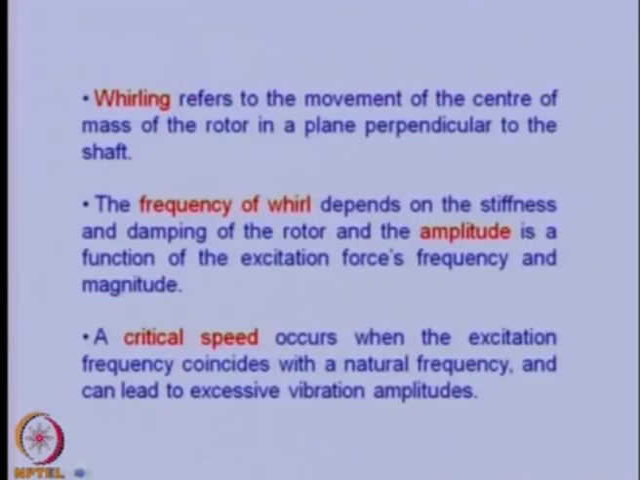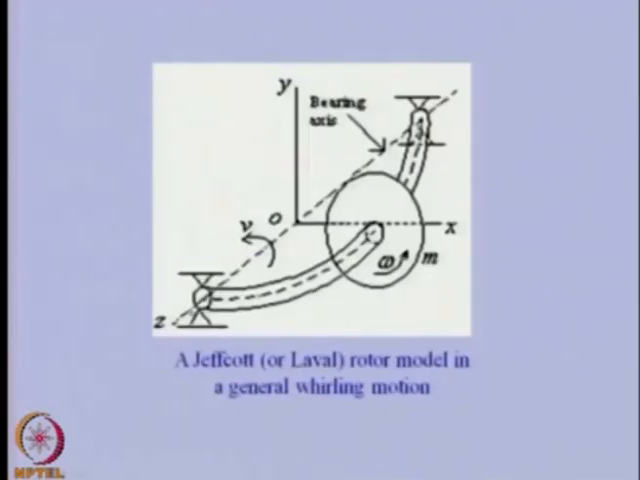Okay, so now let us see the whirling. Whirling refers to the motion of the center of mass of the rotor in a plane perpendicular to the shaft. To understand this better, let us see this figure, in which this is the bearing axis and this is the shaft which is bent. This shaft is bent and spinning about its own axis at omega, and this bent shaft itself is revolving about the bearing axis, and that frequency is nu, called the whirling frequency. So, the whirl motion is nothing but the bent shaft revolving about the bearing axis; that motion is called whirling.